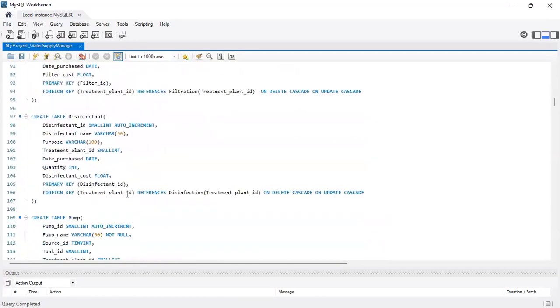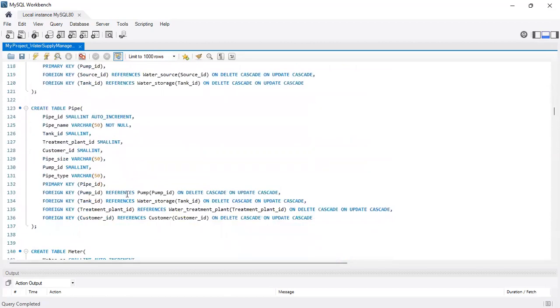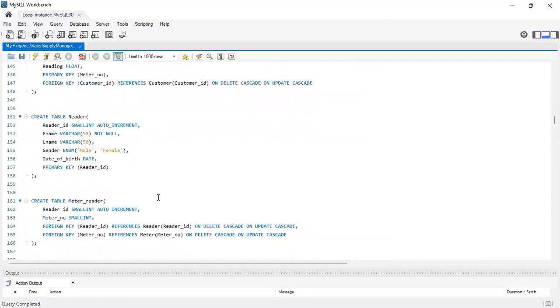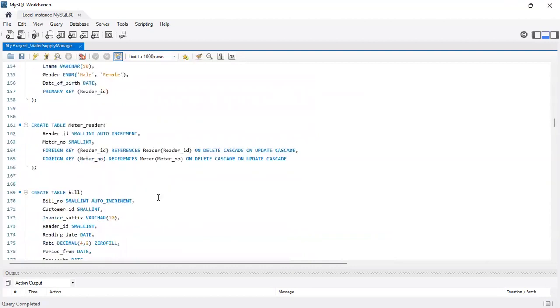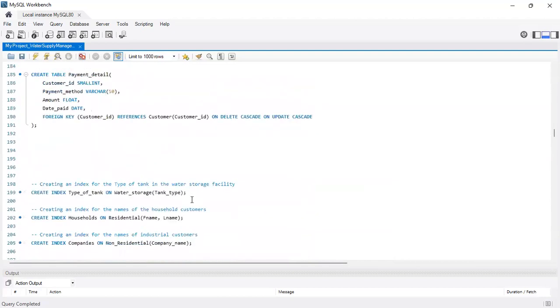We move on to the customers, and then the residential and the non-residential tables. Since it's a generalization-specialization relationship, it takes the primary keys as its foreign keys. Same for the water treatment plant. So we have the treatment filters, the disinfectants, and then the pipes and the pumps. The pipes and the pumps are more or less like the center of the relationship, so that's why the pipes have more foreign keys than any other table.